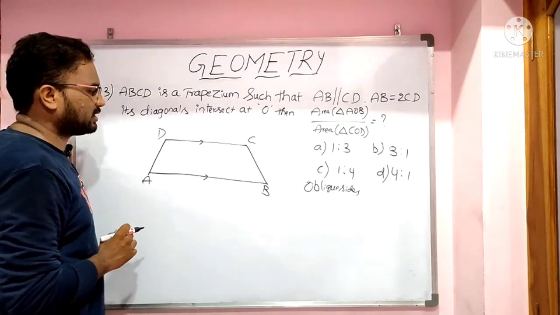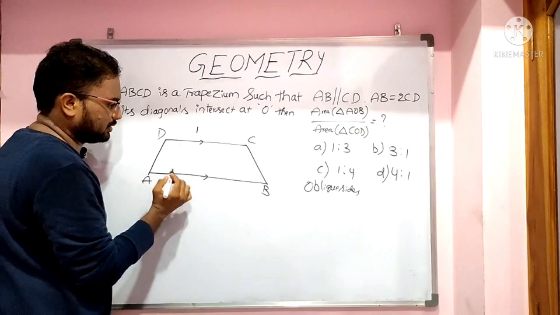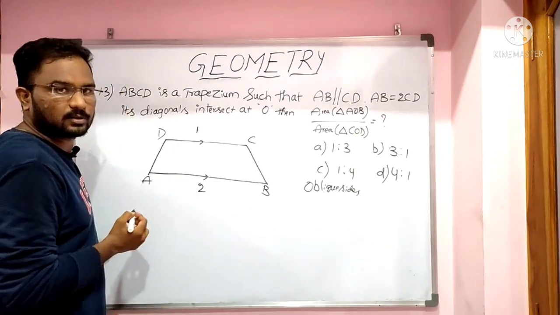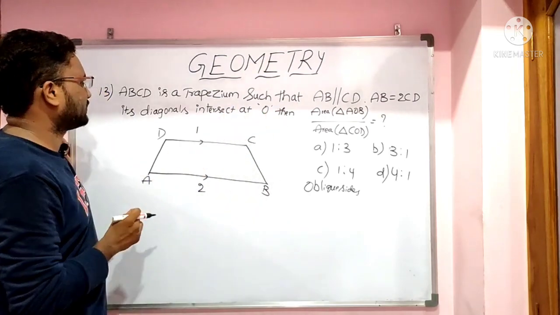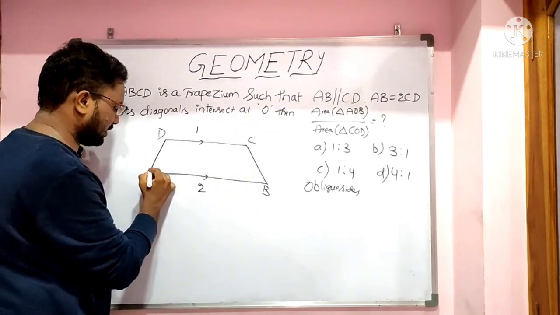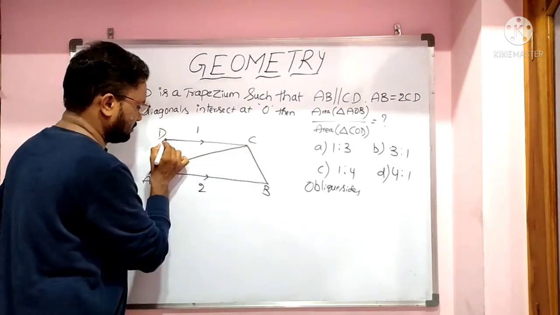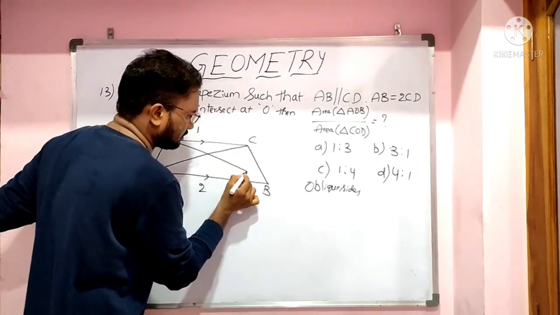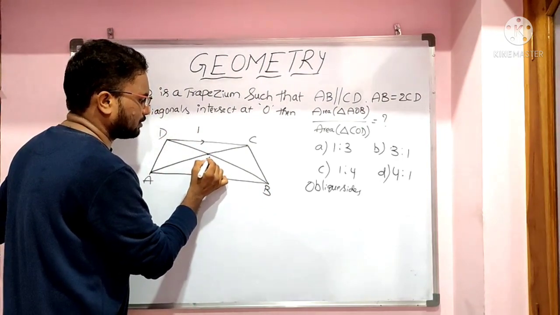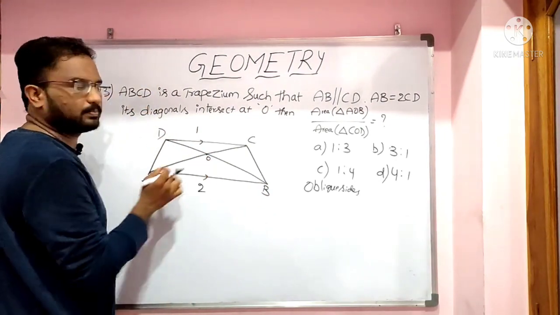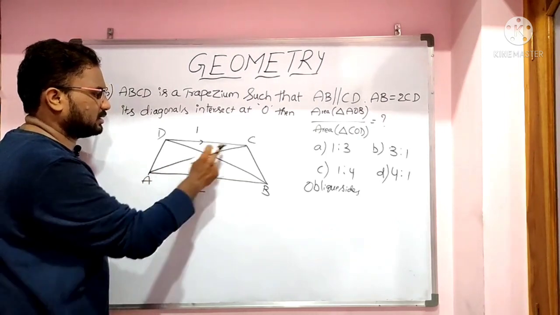And AB equal to 2CD. So for example, if this is one part, then this will be two parts. AB equal to 2CD. Its diagonals intersect at O. Let's draw the diagonals. So these are the diagonals, and these diagonals intersect at O. This is the point O.